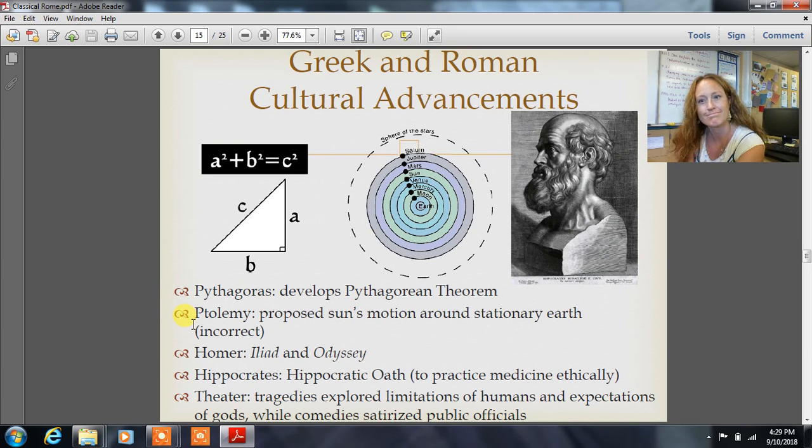Oh my goodness, I'm totally blanking here. I was going to say heliocentric, but that's wrong. That's the exact opposite. But basically, he's proposing that the Earth was the center of the universe and the sun revolved around the Earth.